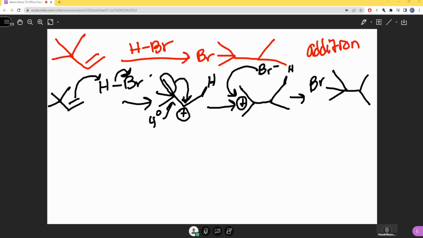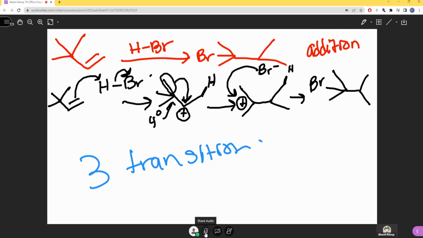Now, so there's 1, 2, 3 transition states and 2 intermediates. Exactly. 3 transition states and 2 intermediates. Any questions on this?